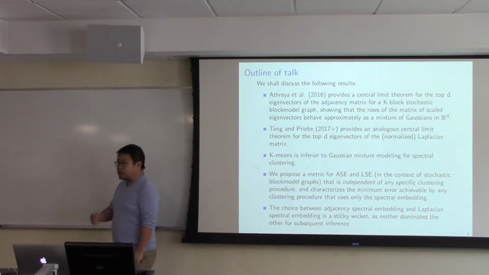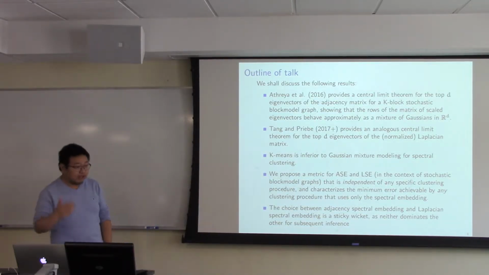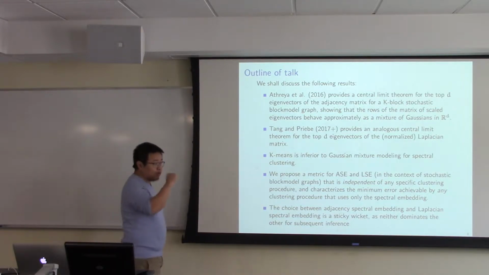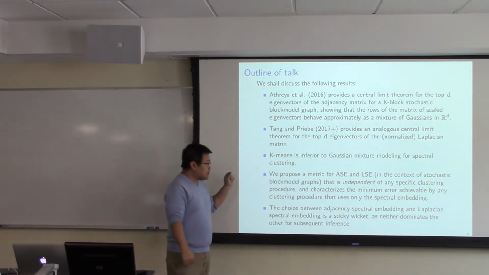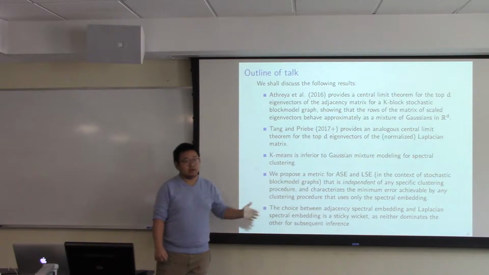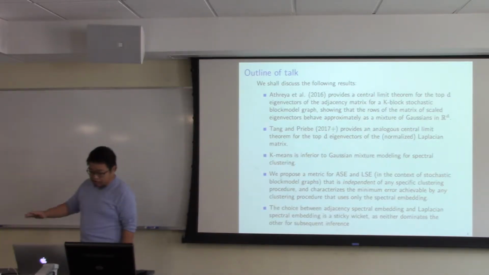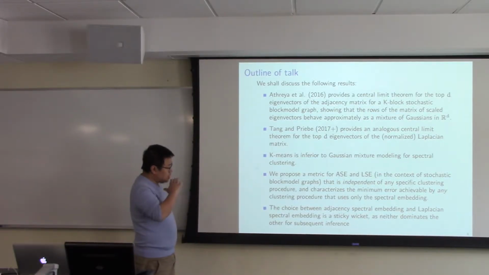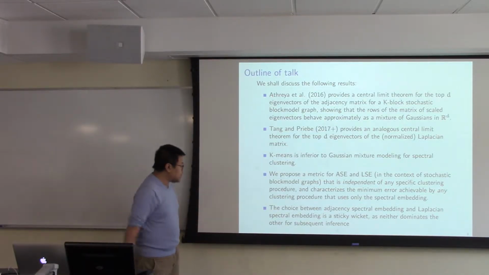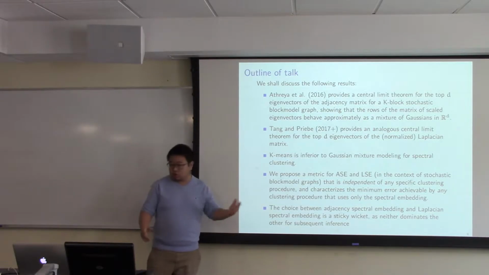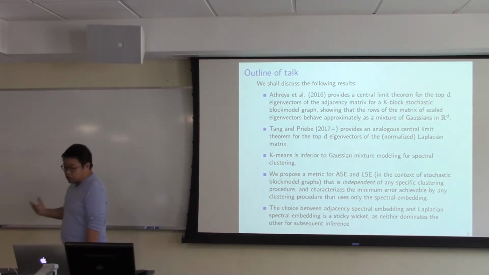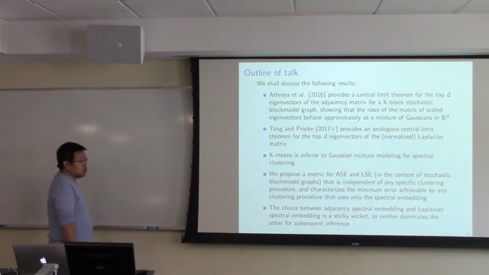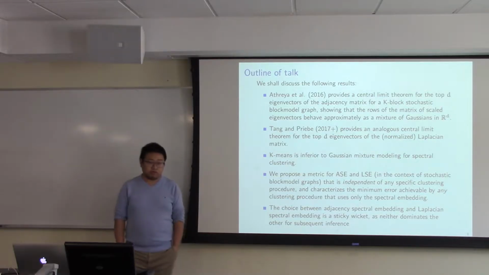So what we meant is that no matter what clustering you do after you embed the graph, without going back to visit the graph, no matter which clustering procedure you use, your performance cannot be better than this. We have a lower bound, and it turns out that not only do we have a lower bound, we have in a sense the exact optimal rate, and so we can show that the choice between these embedding methods turns out to be a sticky wicket because neither method dominates the other for subsequent inference.